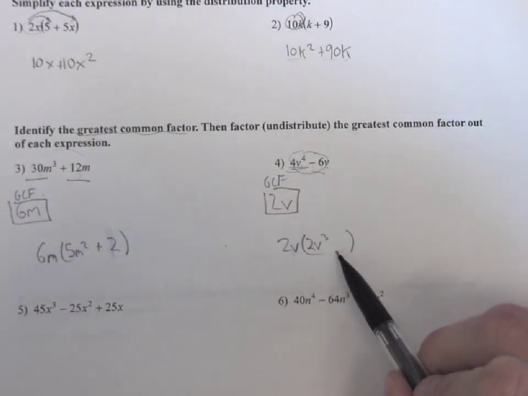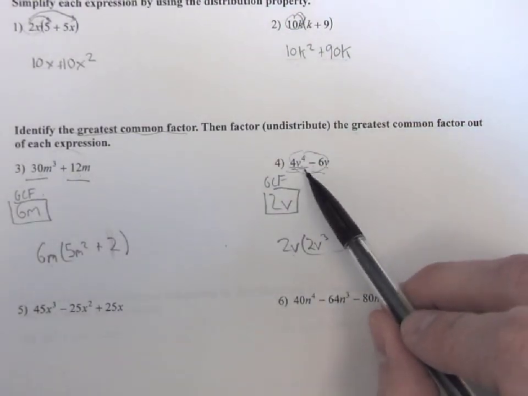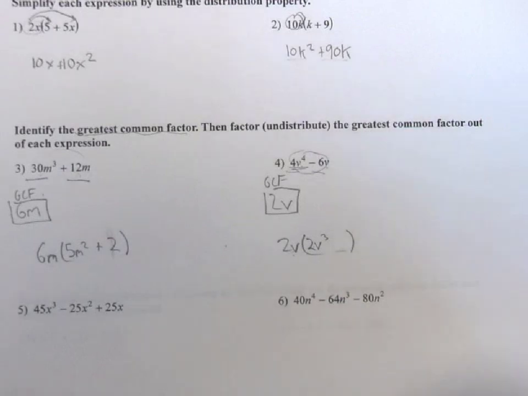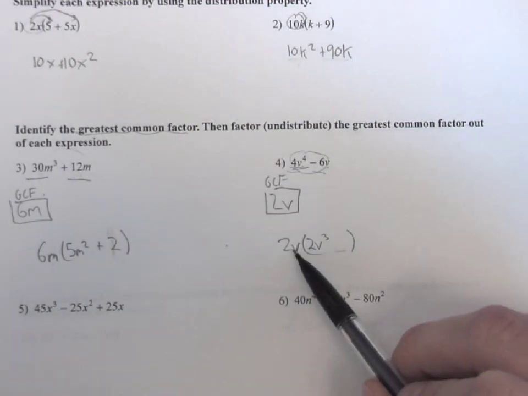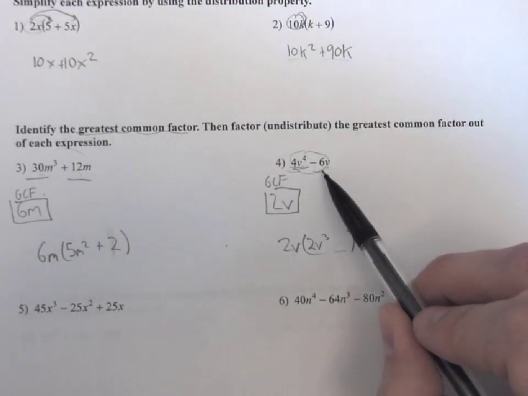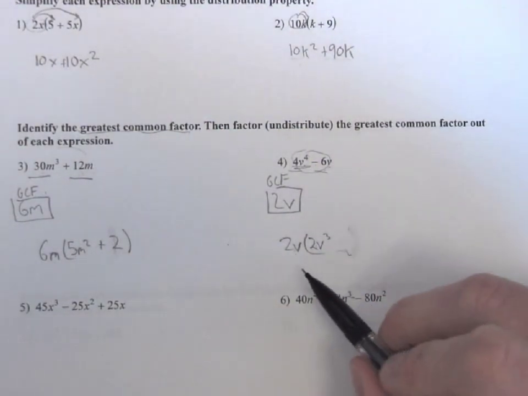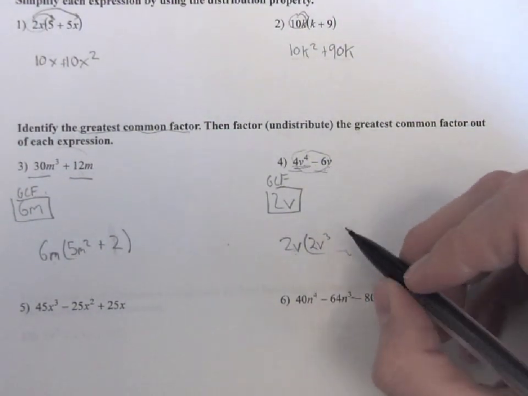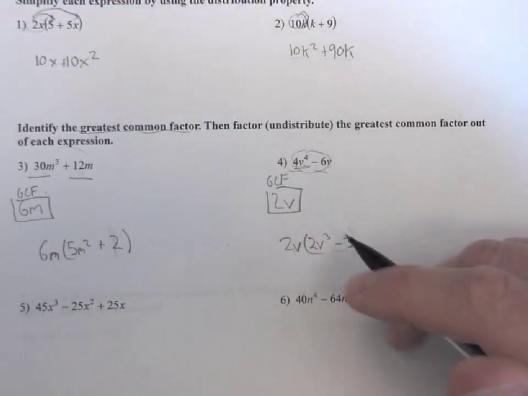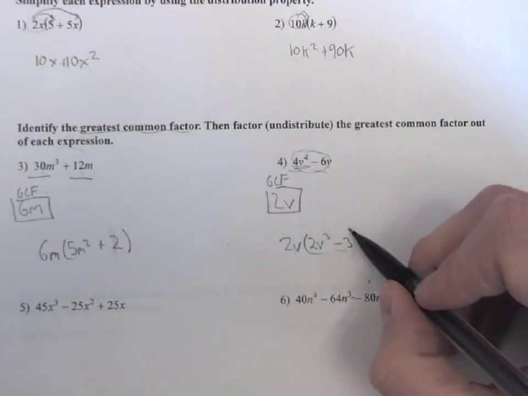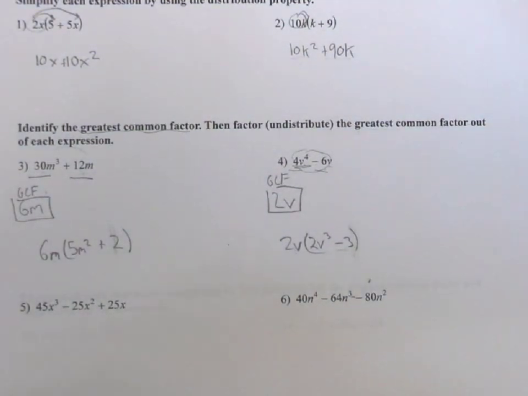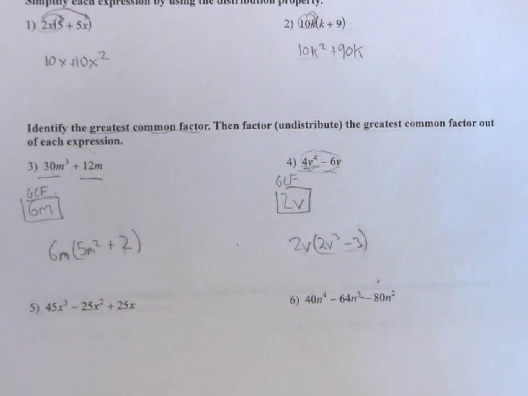Okay, now I have this other term here, because if I factor out something from two terms, I'm still going to have two terms here. So 2v times what is going to give me the negative 6v. Need some more room again. So 2v times negative 3 would give me a negative 6v. So that's what I want there. Okay. So again, that's one way that we can factor. It's factoring out the greatest common factor.